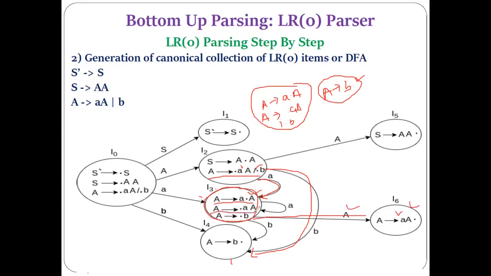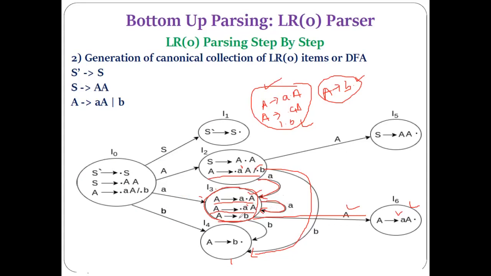Related with this second state, if you apply the goto, you have to apply the goto on the terminal A. Okay, means you will get this kind of situation here. And that is the reason we have shown goto on the terminal A to the I3 itself, because if you apply the goto on the terminal A, we are going to get the same thing here. That is the reason we have shown the arrow to the I3 itself.